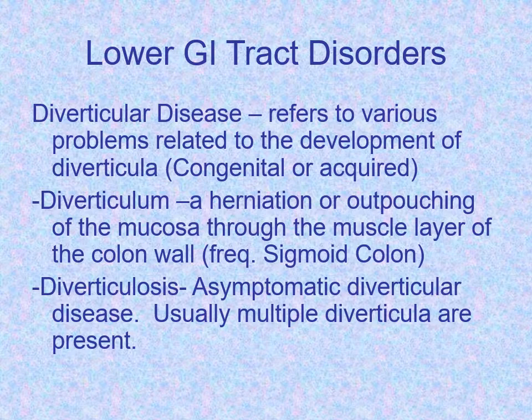Okay, lower GI tract disorders, diverticular disease. And this refers to various problems related to the development of diverticula. Could be congenital or acquired. Diverticulum is a herniation or outpocketing of the mucosa through the muscular layer of the colon wall, frequently in the sigmoid area of the colon, which is the last area before you get into the rectum. Diverticulosis is an asymptomatic diverticular disease. Usually multiple diverticula are present.